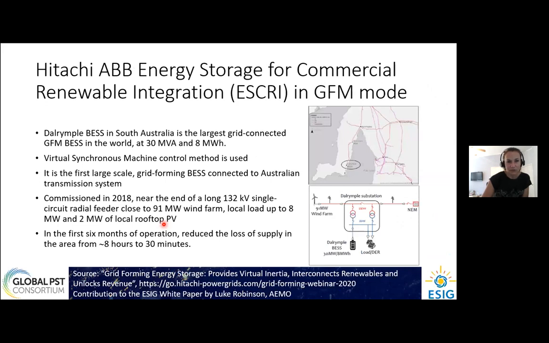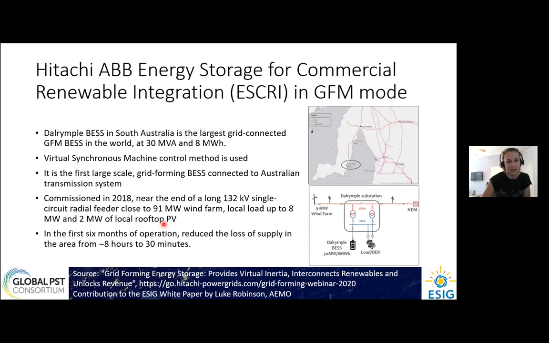So the next one is also from Hitachi ABB. It's a grid forming energy storage project in South Australia. This is the largest, if you don't count the previous one, this is the largest grid connected grid forming project, but this is with a battery, so it's a resource. It's 30 MVA and 8 megawatt hours of storage. It's operating as a virtual synchronous machine.